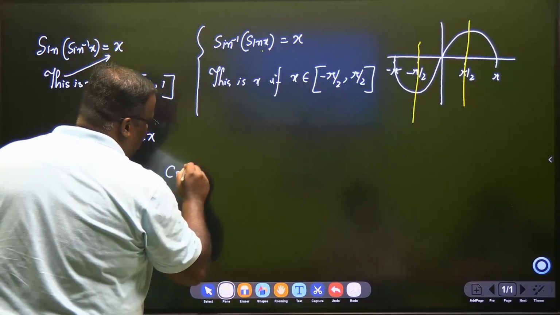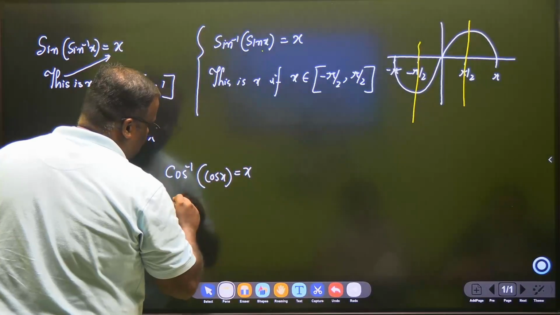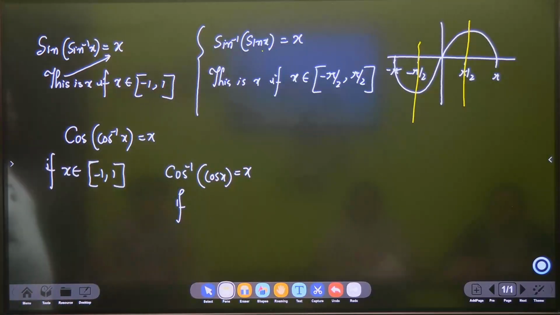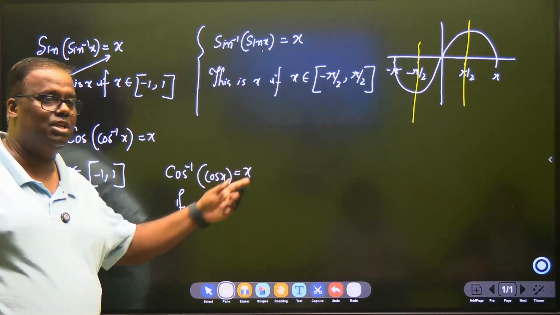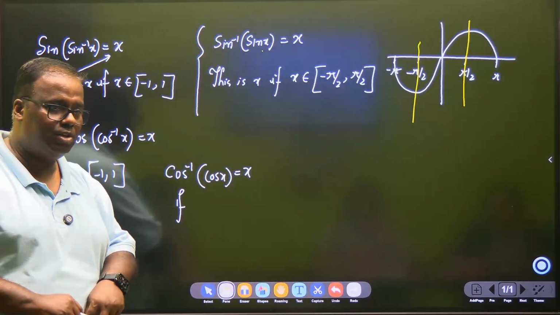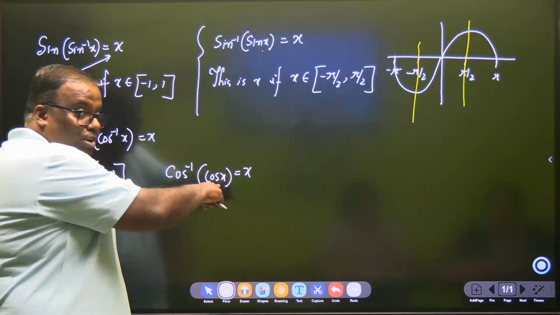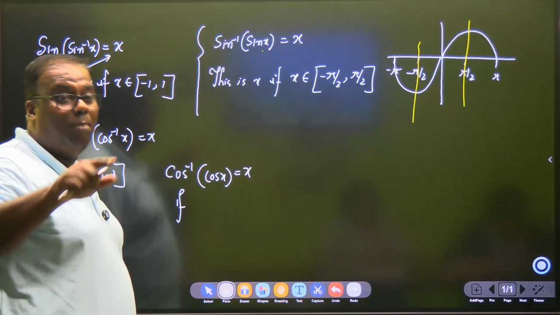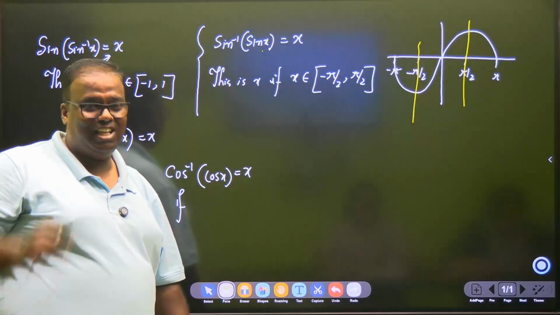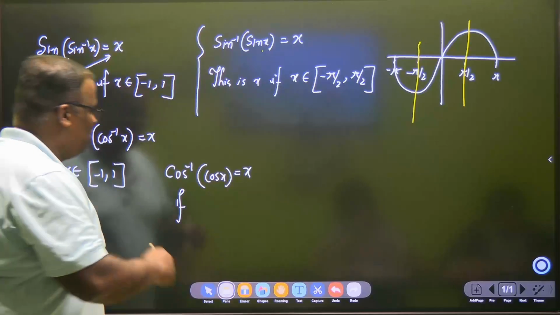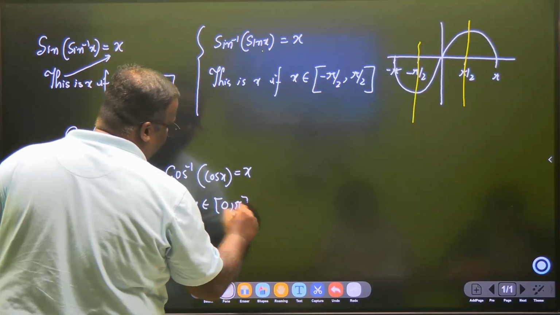Similarly, if I have cos inverse of cos x equal to x, now you are having an inverse function. Inverse function's range you are seeing. What is the principal range of the inverse function? 0 to pi. And in fact, 0 to pi is the domain for the trigonometric function to be bijective. Only then the inverse exists. Get the crux of it. So we say if x belongs to 0 to pi.